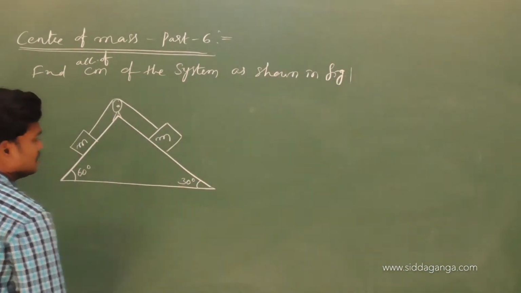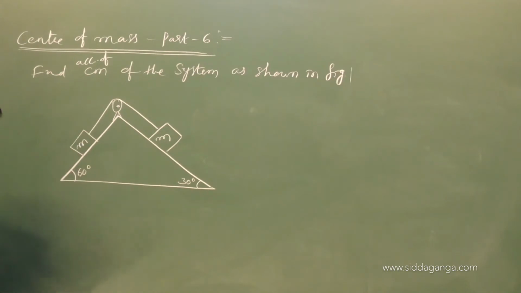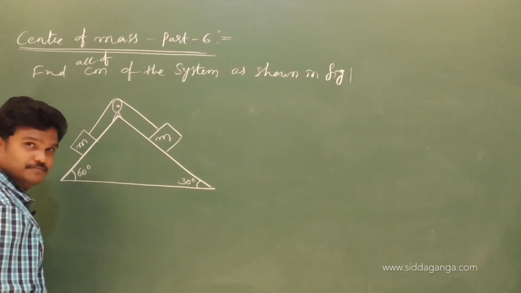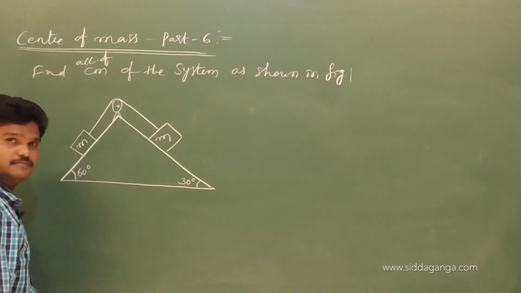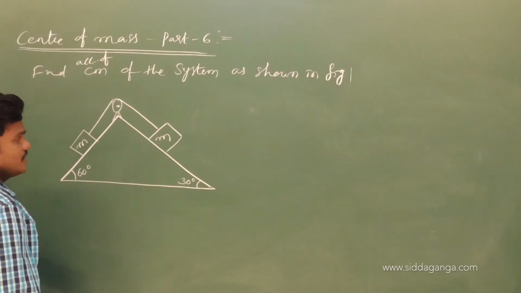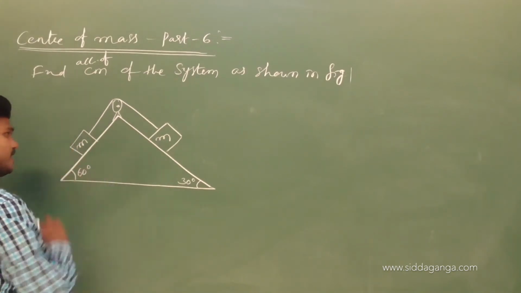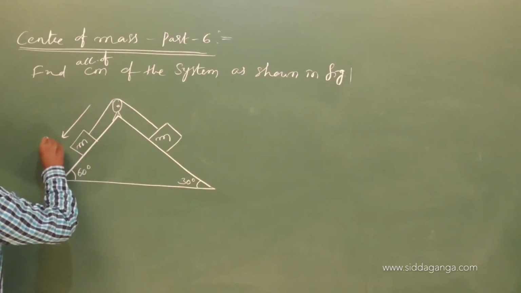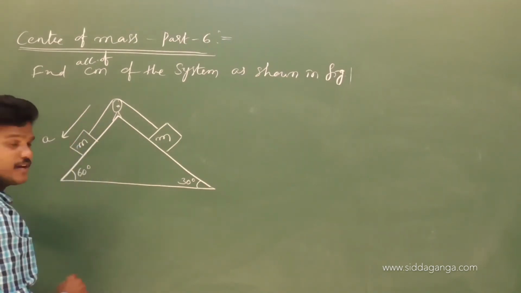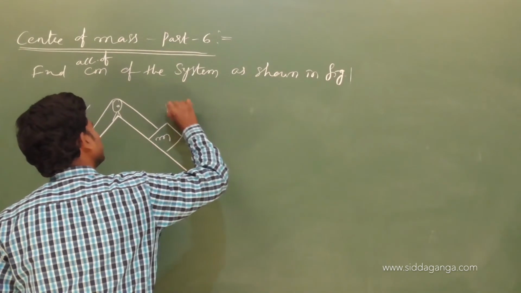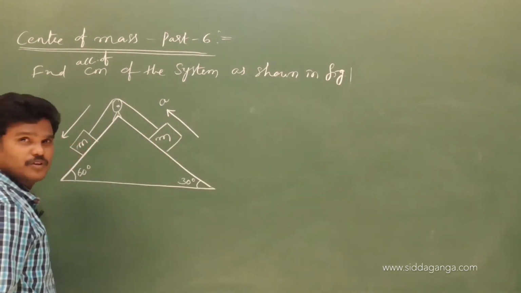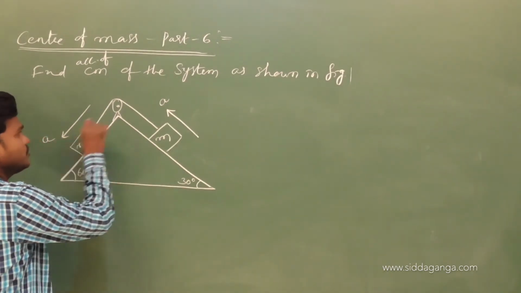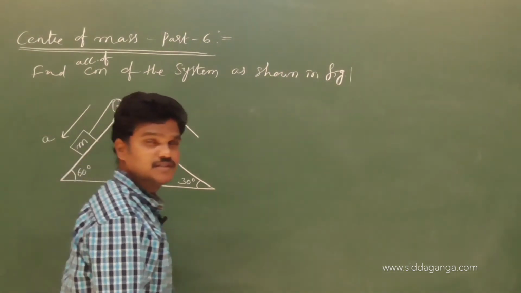See, here there are two blocks. This block makes an angle of 30 degrees. This makes an angle of 60 degrees. Here both are identical. Let us suppose if one moves down with an acceleration a1 equals a, then the other will move in this direction with the same acceleration a. And you know how to find this a. a is the acceleration of the system.